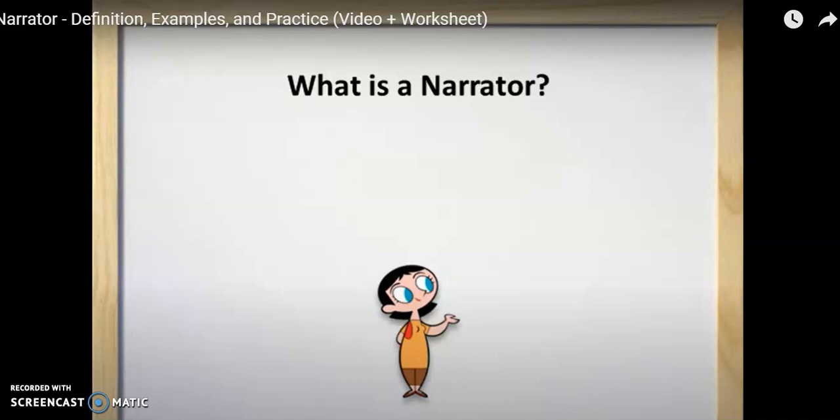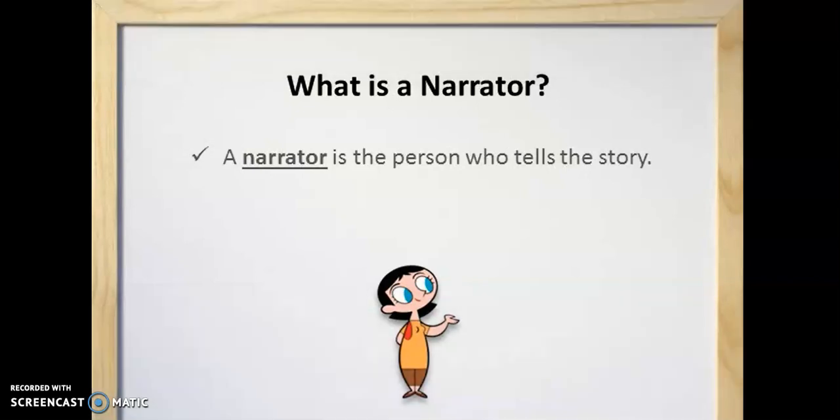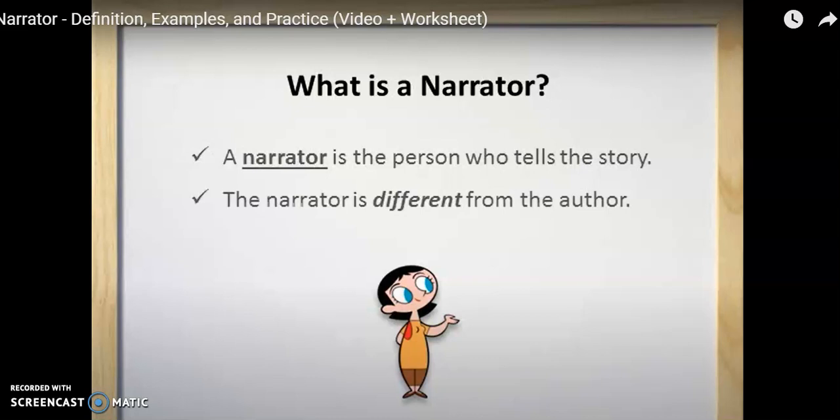The narrator is the third element in our literary analysis, and today let's learn what a narrator is. A narrator is the person who tells the story. The narrator is different from the author. Basically, the narrator is the person who is in charge of telling us the story and all the events that passed in it.